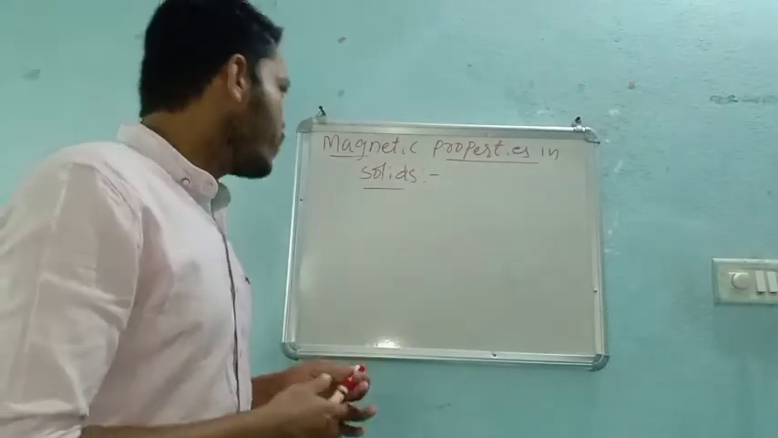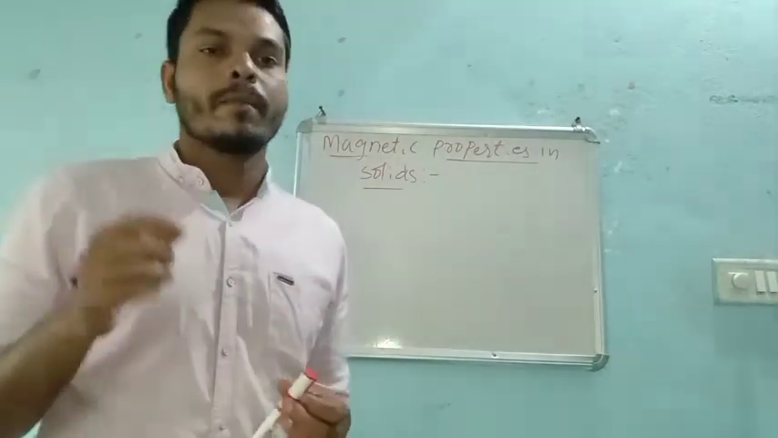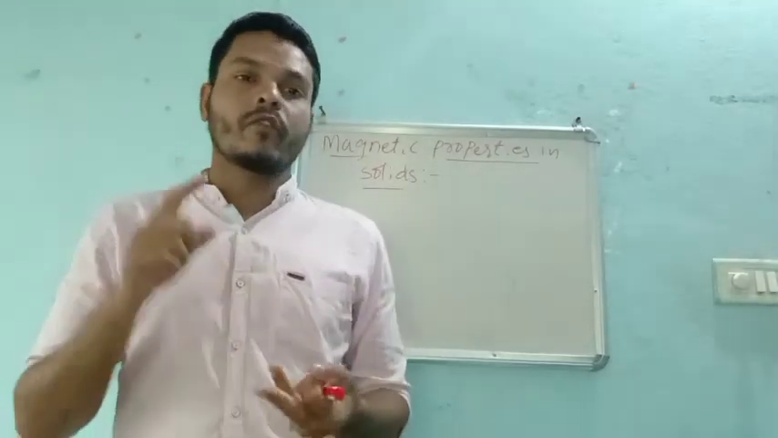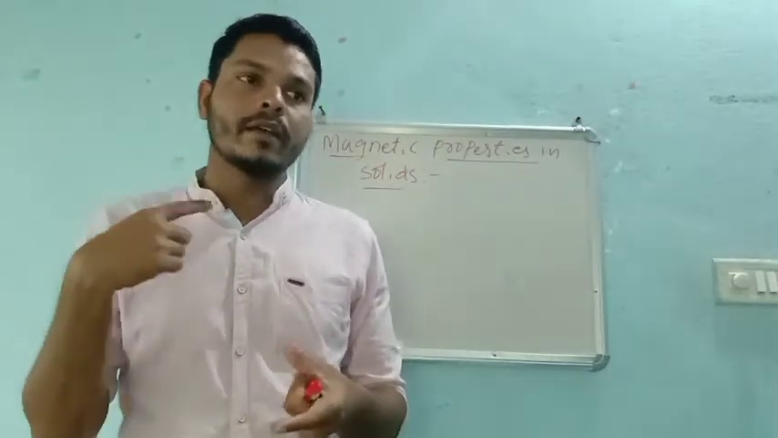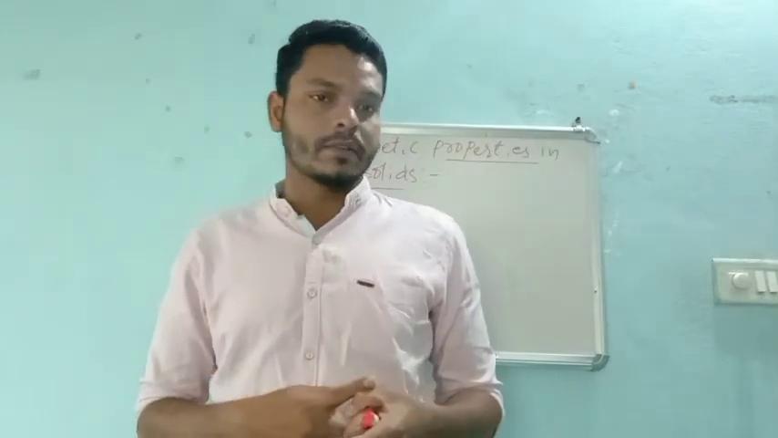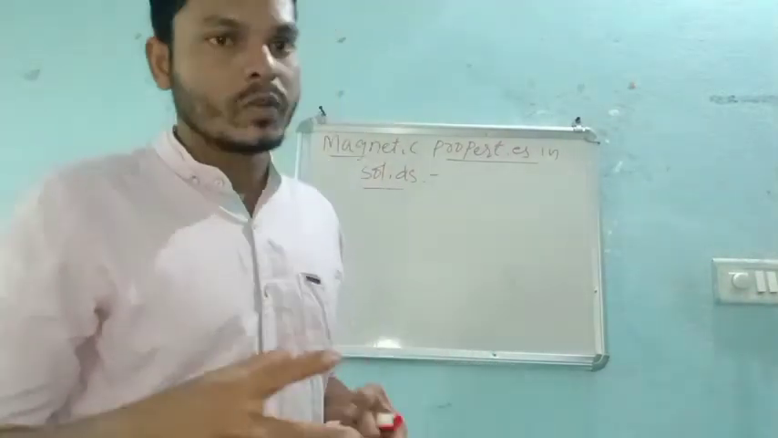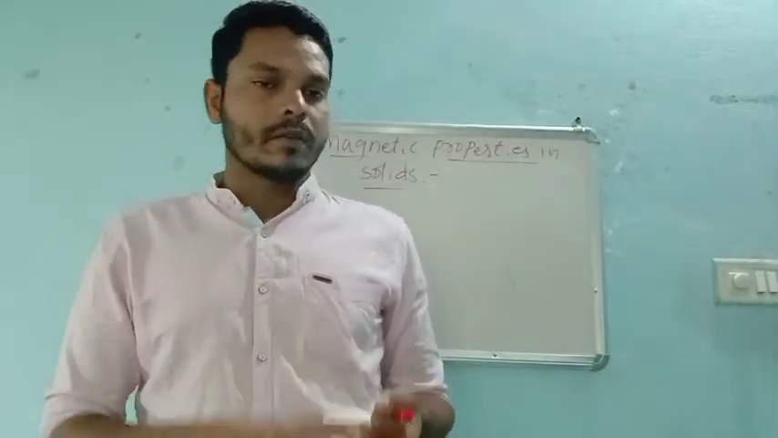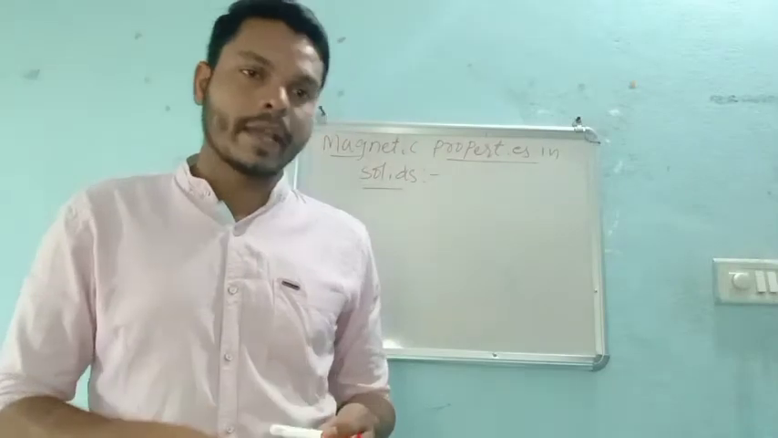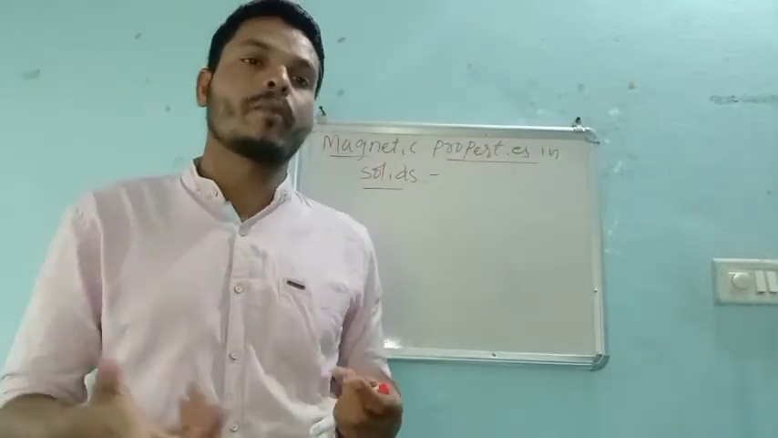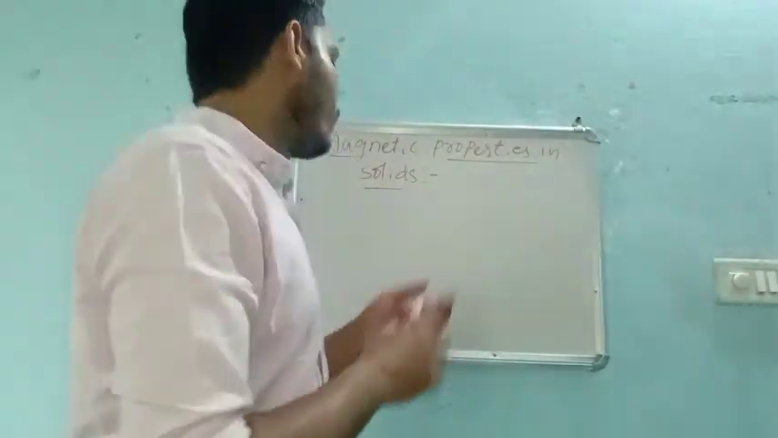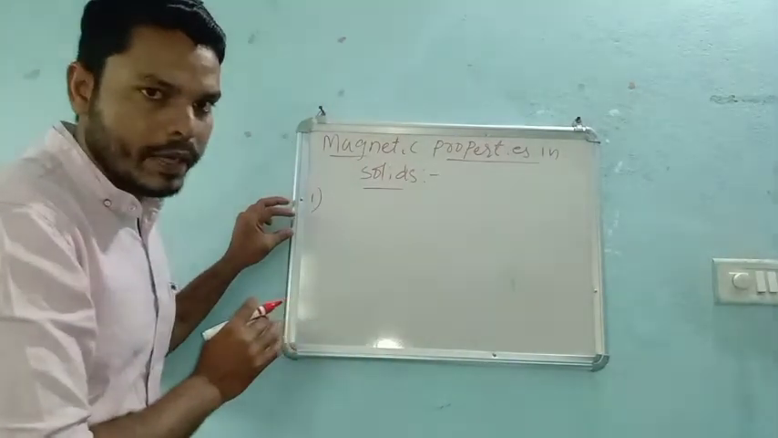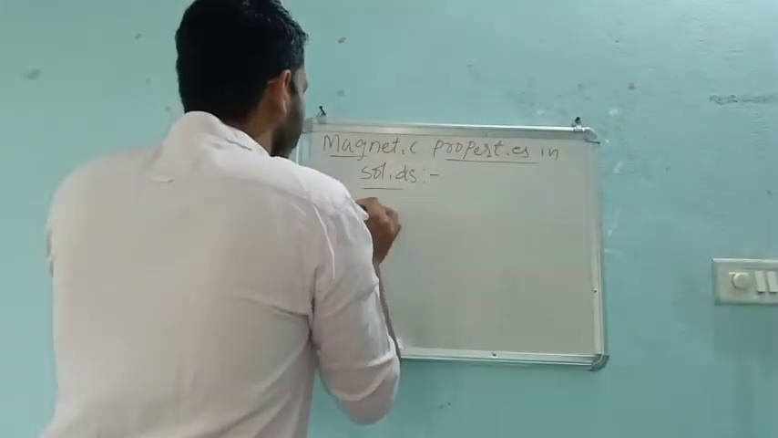There are 5 magnetic properties, and those are paramagnetic, diamagnetic, ferromagnetic, ferrimagnetic, and antiferromagnetic, right? So we will go one by one. First we will see the number one property, that is paramagnetic.